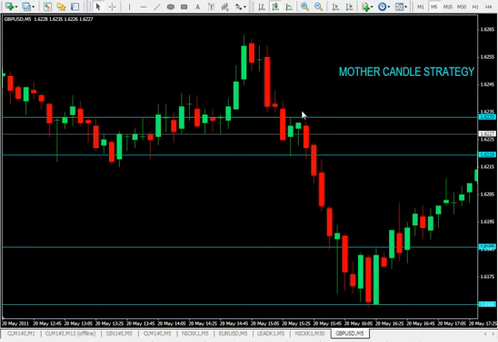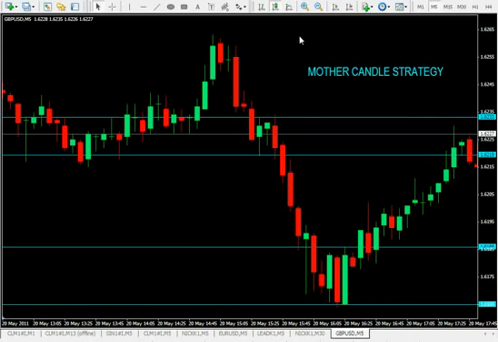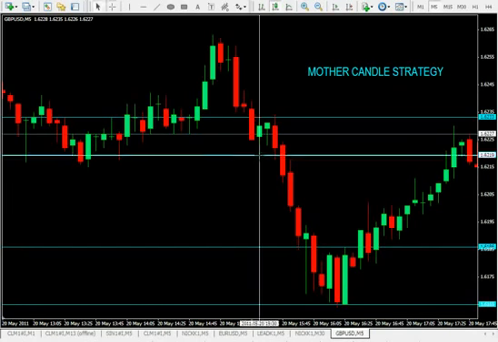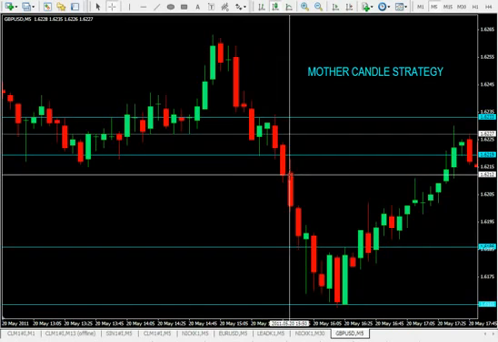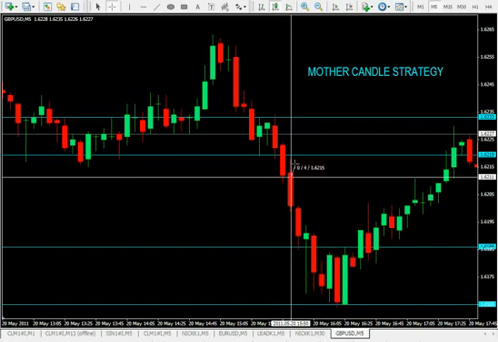So if it closes above the high of the mother candle, then we are going to buy, and if it closes below it, then we are going to short. So here we will measure the high and the low, so that is around 14 pips, the high and low of the mother candle. So we will short here. Our stop loss will be 14 pips, so in this case our stop loss will be around 1.6225, and our target will be 14 pips. So here you can see that our target gets achieved.